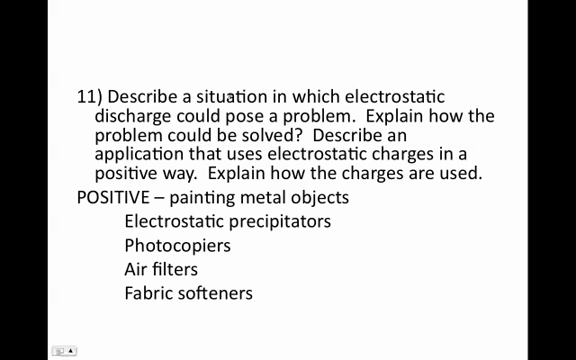Number 11, describe a situation in which electrostatic discharge could pose a problem, and explain how this problem could be solved. Describe an application. Photocopiers, with all the friction going on with the paper, that could cause the photocopier to not work properly. Air filters and fabric softeners are all positive examples of helping electrical discharge.